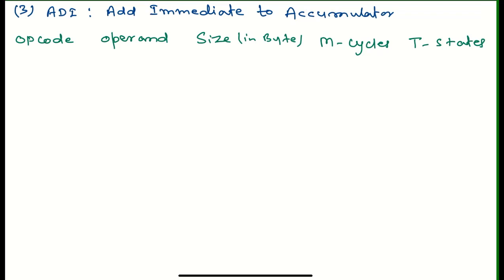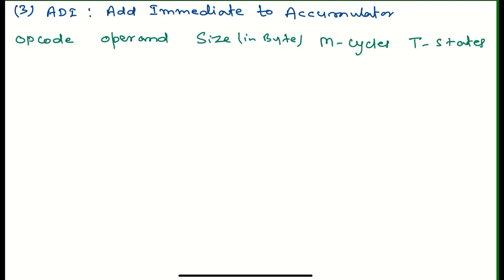So in this video, I'm going to explain the next arithmetic instruction, which is called ADI. The meaning of this ADI is add immediate to accumulator. The functionality of this instruction is given in this statement itself: add the content of accumulator with the 8-bit of the immediate data and store the result into the accumulator itself.